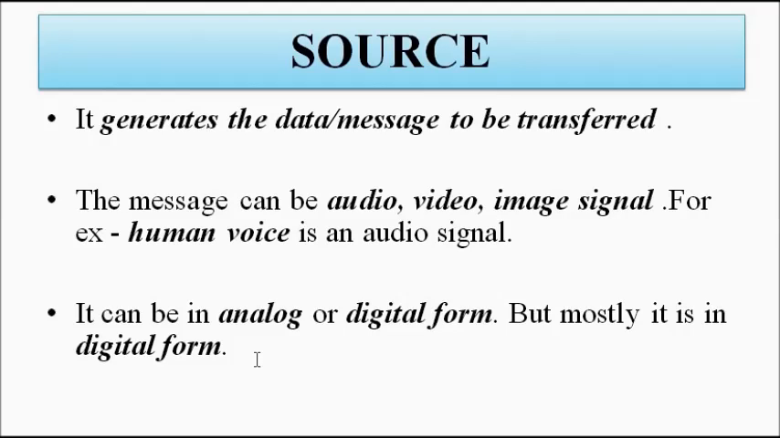So analog and digital communication also we'll discuss in detail, but here you just understand this much, that the information source is the data, the information, the message which is to be exchanged, which is to be shared. It can be in the form of audio, video, image, it can be any number, it can be alphabets or any other special characters, it can be anything. For example, when we speak over the telephone, it is the human voice which is the signal, which is the information, it is an audio signal.